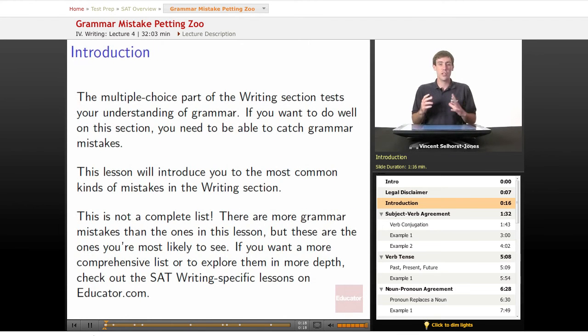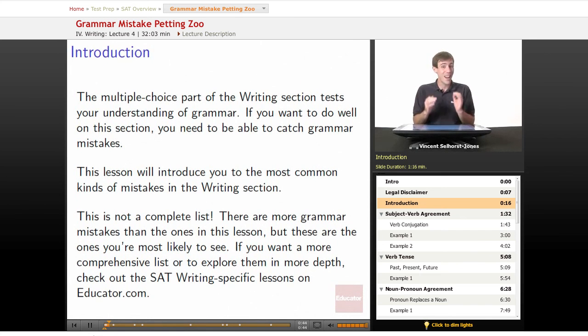This section is going to be about telling you about all the mistakes that you will wind up seeing for the most part on the writing section. To be able to do the multiple choice part of the writing section, you have to understand grammar. You have to understand good formal English grammar. If you want to do well on it, you have to catch these mistakes. So this lesson is going to introduce you to the most common kinds of mistakes that you'll see in the writing section, our grammar mistake petting zoo.